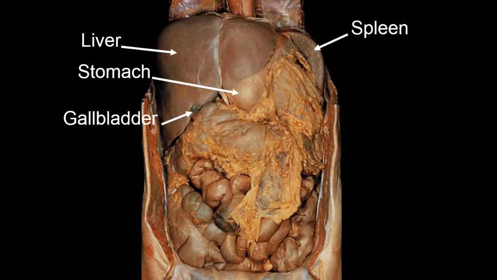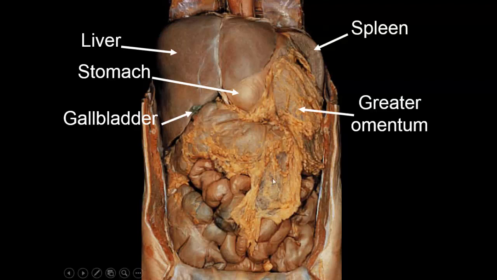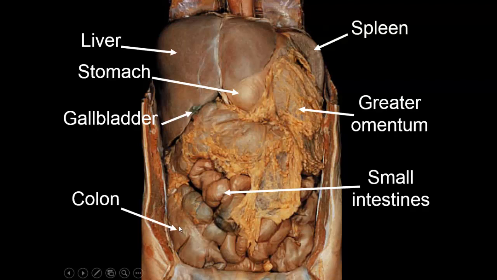The gallbladder is tucked on the underside of the liver, so you just see it peeking out from the underside of the liver. This fatty looking stuff is the greater omentum. And then we can see some of the small intestines here. And here we begin the colon, or the large intestine. The peritoneum is this smooth, shiny lining of the abdominal cavity.